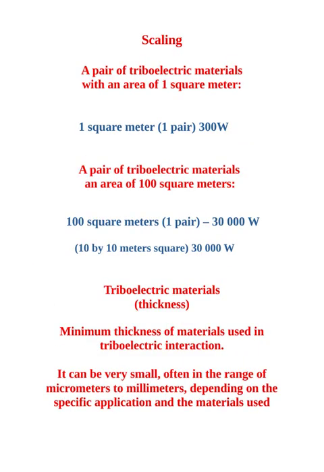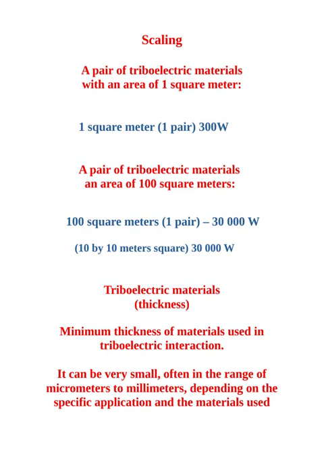Scaling. A pair of triboelectric materials with an area of 1 square meter. 1 square meter, 1 pair, 300 watts. A pair of triboelectric materials, an area of 100 square meters. 100 square meters, 1 pair, 10 meters by 10 meters square, 30,000 watts.